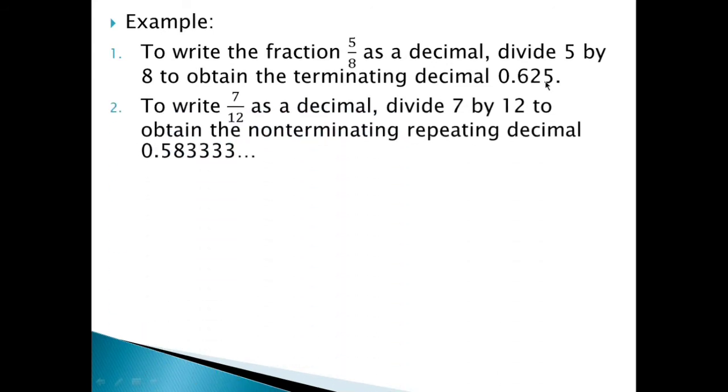So, number 2, to write 7 over 12 as a decimal, divide 7 by 12 to obtain the non-terminating repeating decimal. So, ayan po yung tinatawag na terminating decimal and non-terminating repeating decimal. So, ito kasi is ulit-ulit na yung 3. So, sunod-sunod na po siya sa 3. So, 7 over 12, the answer is 0.58333. Walang katapusan na 3, okay?